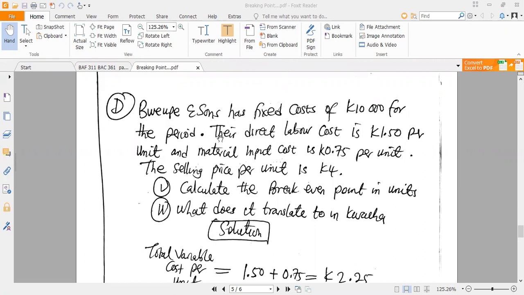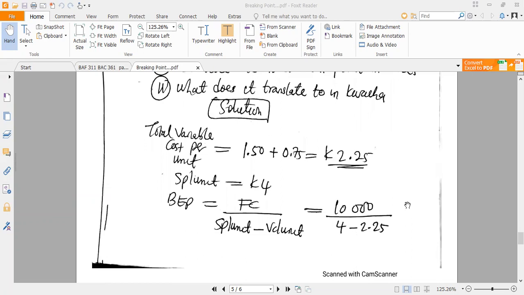Their direct labor cost is 1.5 kwacha per unit. So these are variable costs per unit. Direct labor cost is 1.5 per unit, and material input cost is 0.75 per unit. So the total variable cost, you add them, and then the selling price per unit is 4 kwacha. Calculate the break-even point in units.